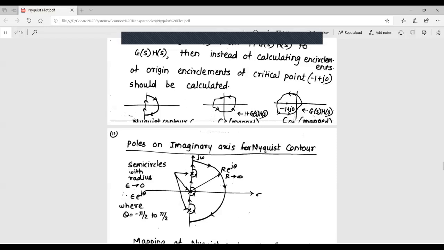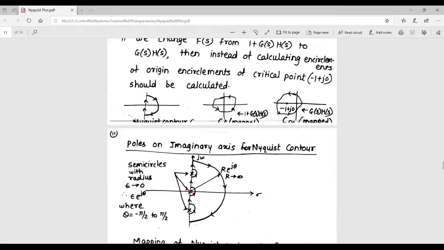Now there are possibilities. When we consider the Nyquist contour, there are possibilities that there are some poles on the imaginary axis. For example, a pole is at the origin. We know that the contour must not pass through a singularity. A singularity is nothing but a pole, because at that point the value of the function will be infinity. So we need to skip those singularities. The contour cannot pass through it.